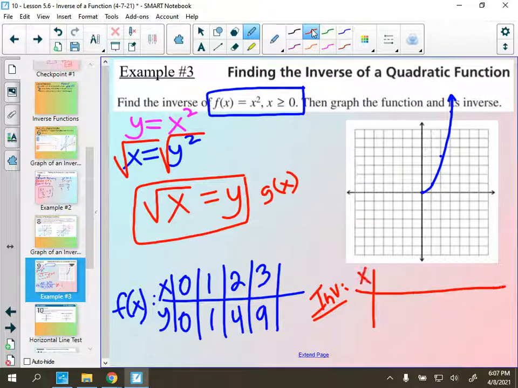Here's the cool part. We just saw it a couple slides ago. Instead of plugging these numbers in here and seeing what you get when you square root them, just literally flip your table over. These numbers all come up top. So 0, 1, 4, 9. And these numbers all come to the y's.